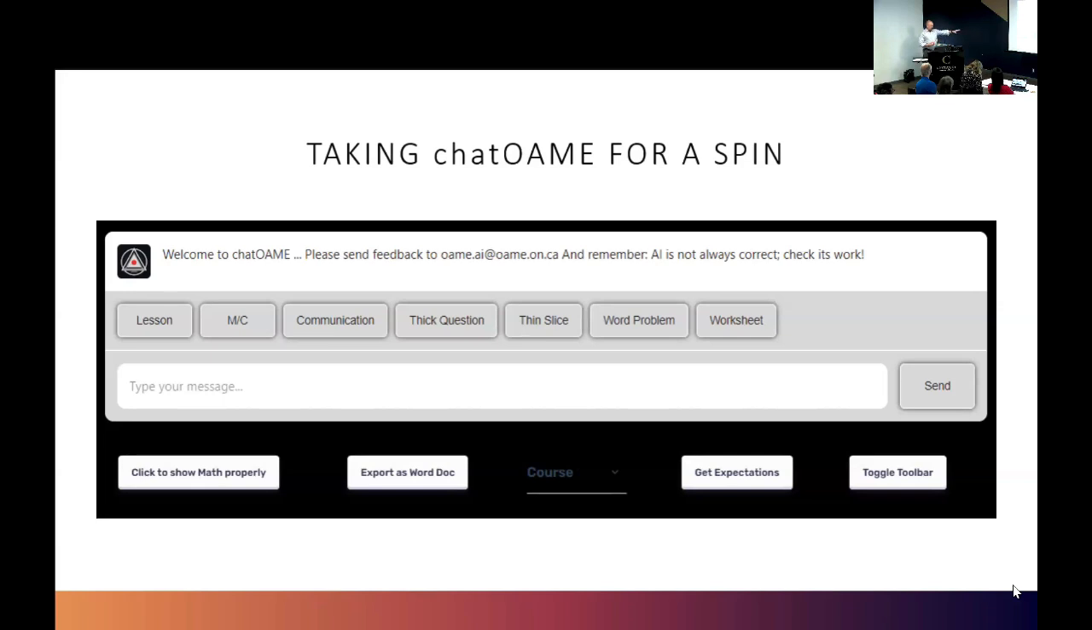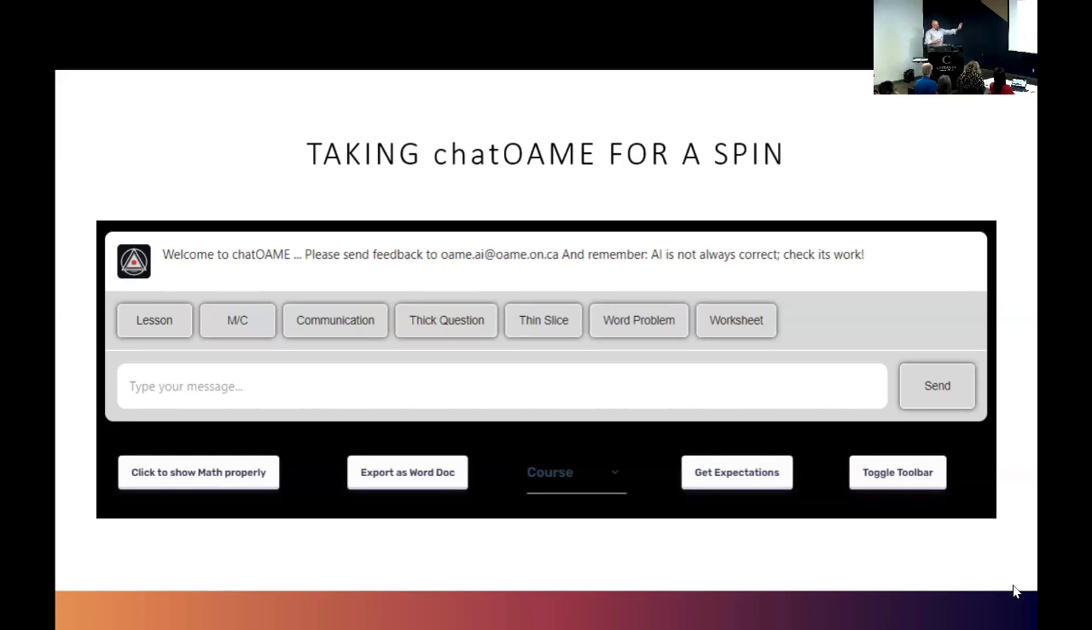Across the bottom, you'll see 4 buttons. Click to show math properly. I'm not the world's greatest programmer, and right now it produces math in LaTeX, and you have to hit the button to make the LaTeX look nice. You can export it as a Word doc. Yeah, I'm a Microsoft guy. You hit the button and get a Word doc. On the far right, toggle the toolbar.